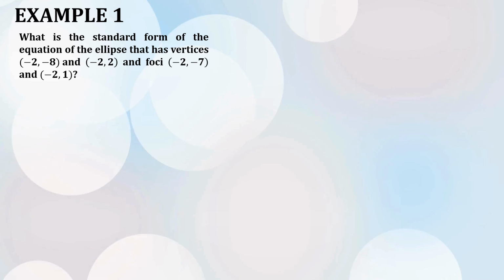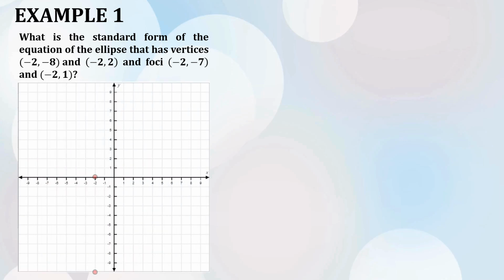One way of determining it is by investigating its graph by plotting the given points in the Cartesian plane. These are the vertices, these are the foci, and this is the center with coordinates (-2, -3).